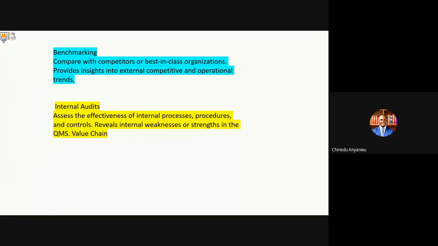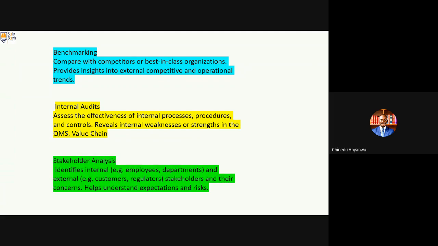Another thing is internal audits: auditing your system, checking the effectiveness of your processes and procedures, and determining areas of weakness and areas of strength. And then stakeholder analysis is another tool people use to determine their internal and external issues.